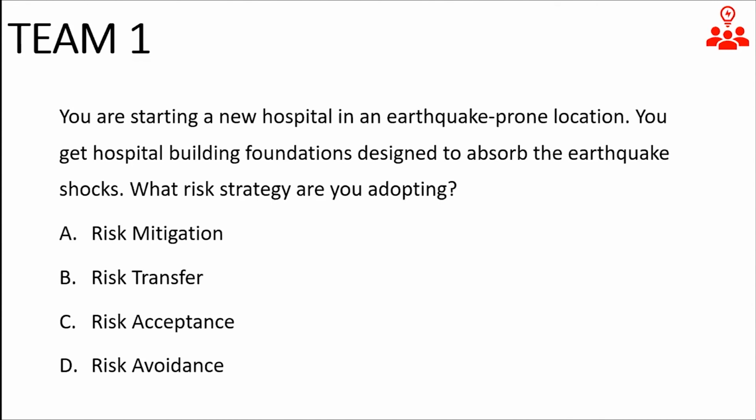Adopting mitigation or acceptance. Then I want to take risk now. That is earthquake prone. We can't accept it. Last 15 seconds remaining. We'll go with mitigation. Ma'am, risk mitigation. That's right. So you get 20 points for that.